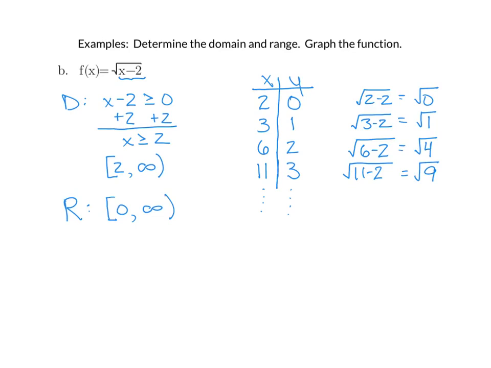Okay, so let's look at the graph of this. Again, you won't be asked to do this, but this is just to give you an idea of what this looks like when we graph it. So if we graph this, we have 2, 0. We're going to go 2 to the right. 3, 1. We're going to go 3 to the right and 1 up. And I'm going to go with 6, 2.